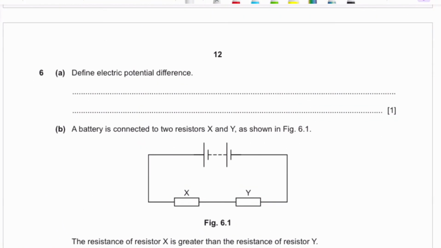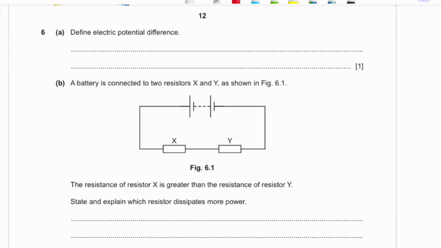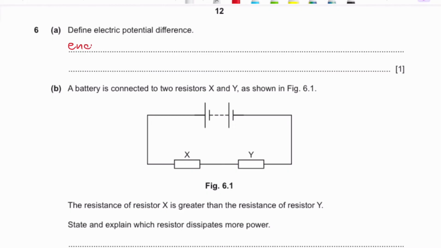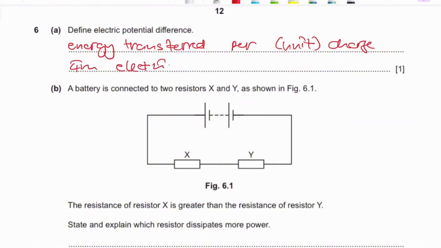This is a question on electricity, right? We're almost done. We're left with atomic physics, which is our last question, okay? So we've been asked to define electric potential difference. So basically, this is the energy transferred per unit charge from electrical to non-electrical, right? Some texts might say to other forms, okay?